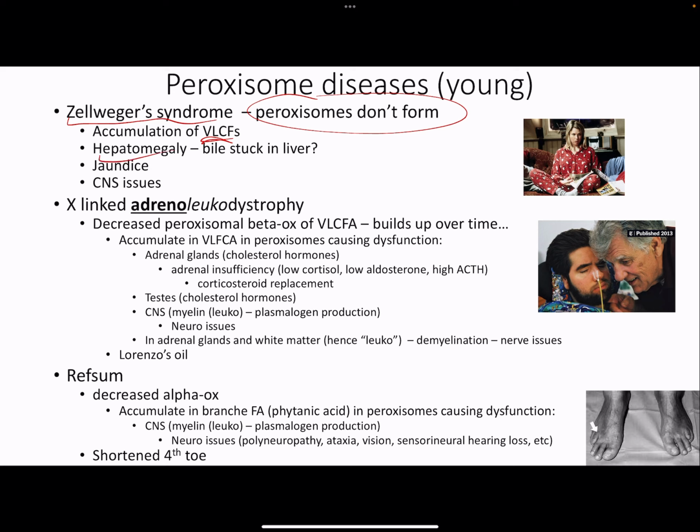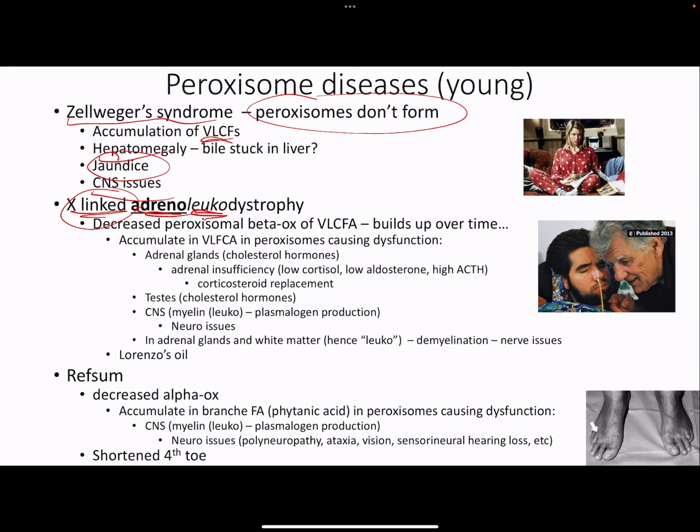Hepatomegaly. I would assume because you're bringing bile into the liver, but you're then not able to conjugate it to push it out. So the liver might swell up, and if we don't have bile, we're going to get jaundice and central nervous system issues. We said no plasmalogen, you can't generate myelin. X-linked, okay, just know it's X-linked. Adrenal glands. Remember, we can't make steroids.